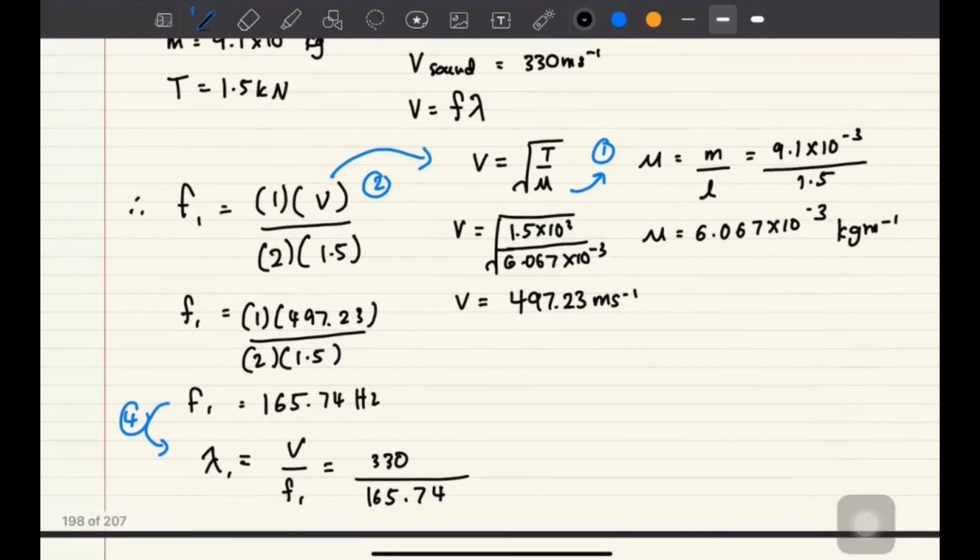Because now you want to calculate the lambda that is being produced by the sound wave. Earlier was the speed of the string. Now that you already have the speed of the string, you calculated the frequency and put it back inside. But now we use the sound wave. I got here 1.99 meter. You get the same answer with me? Yes, sir. Okay. Do you understand or not?